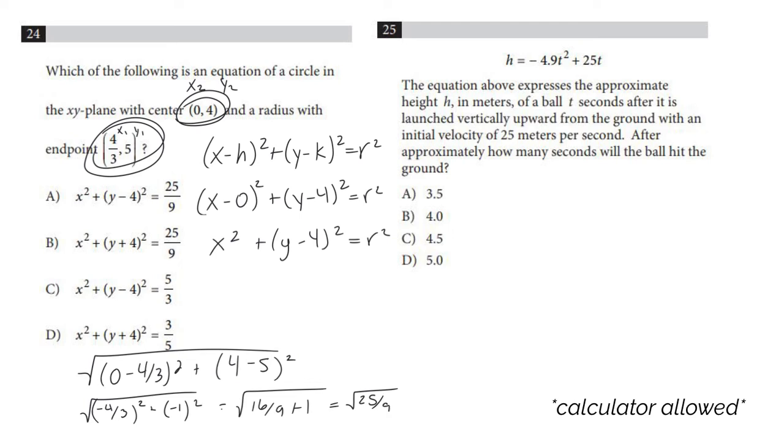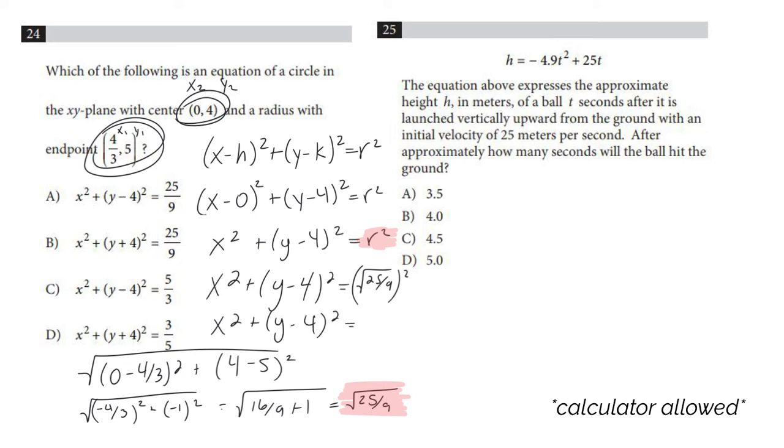Don't try and simplify it, but if I take that and I plug it into r squared, that's going to give me x squared plus y minus 4 squared equals the square root of 25/9 squared. We know that if I have the square root and I square it, it goes away. So that answer is x squared plus y minus 4 squared equals just 25/9, because both the squared and the square root go away, which is going to give me answer choice A.